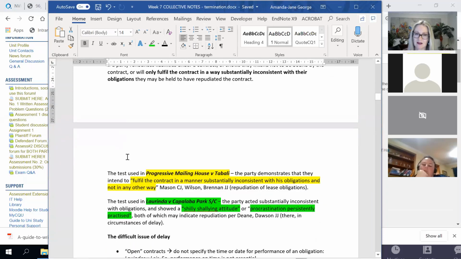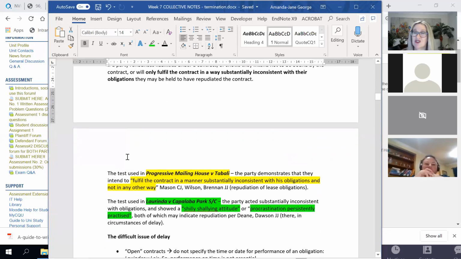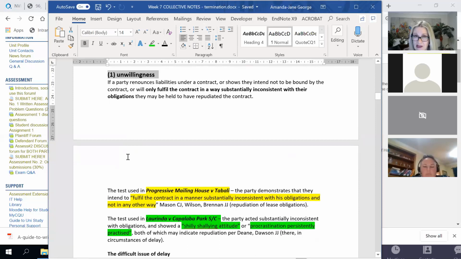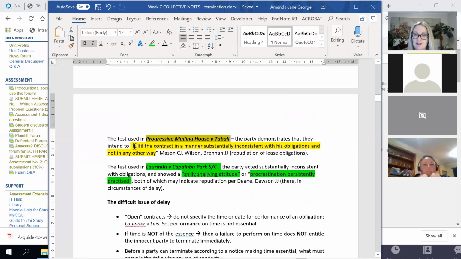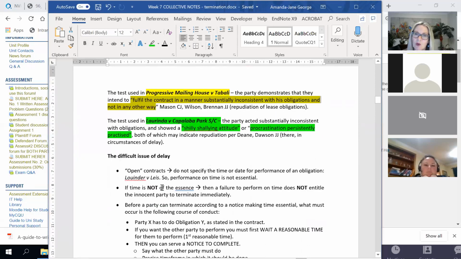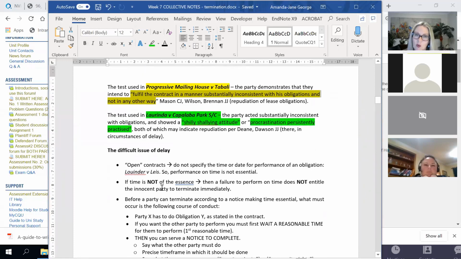Unwillingness. Basically, the contract just doesn't suit me anymore, and you know, I'm sorry, but I want to pull out now, would be an example. Okay, or the test that they used in Progressive Mailing House might not be as clear as that. That through their conduct or through a series of events that they have manipulated, they have shown they intend to fulfill the contract in a manner substantially inconsistent with their obligations and not in any other way. Substantially inconsistent with their obligations and not in any other way.